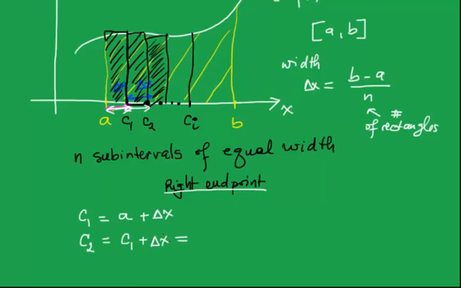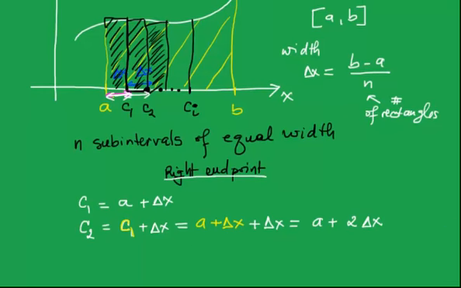So C1 plus delta x, which is equal to what? We know what C1 is. C1, which I'm going to write here in yellow, is equal to A plus delta x. If you look up here, that's what we have. So A plus delta x, and then plus another delta x. So at the end of the day, C2 is equal to A plus 2 delta x.